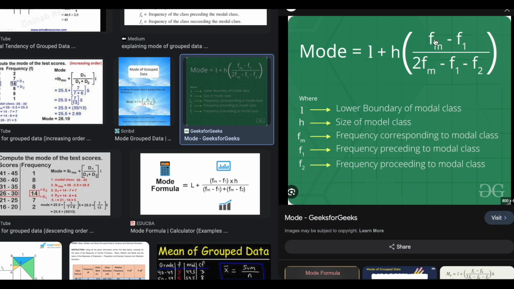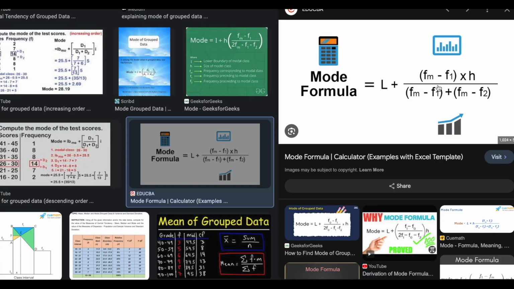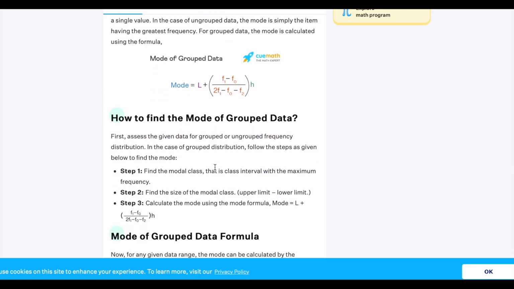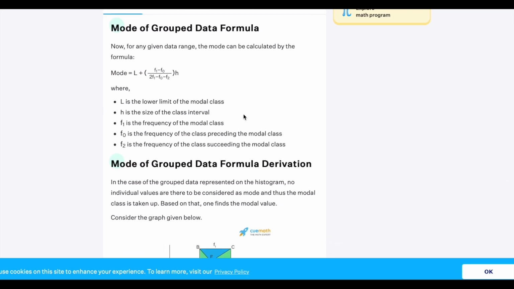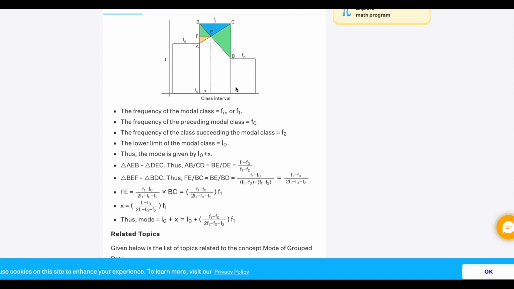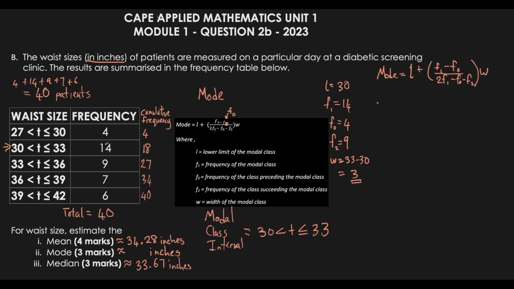Fm represents our modal frequency minus F1, the frequency preceding the modal class. We're looking at another formula here, same concept again. Frequency 1, the class preceding, or the one before. So we even have this website that goes into detail explaining how this formula comes about. You can even have a look at this. All right, so let's use this formula now.